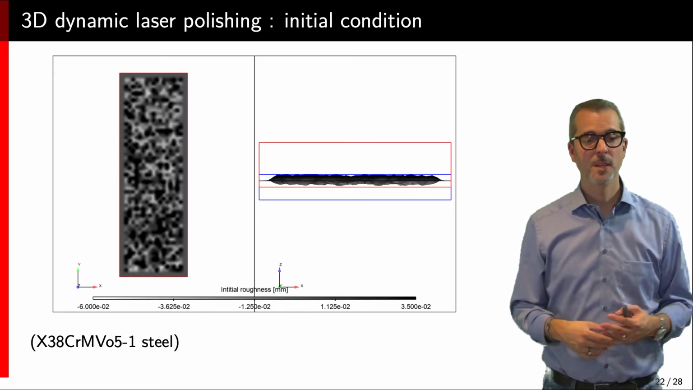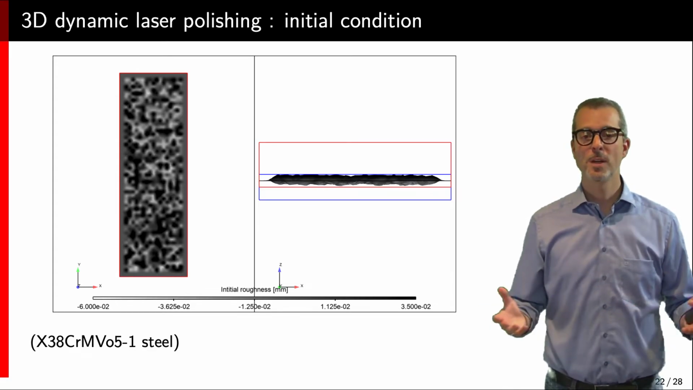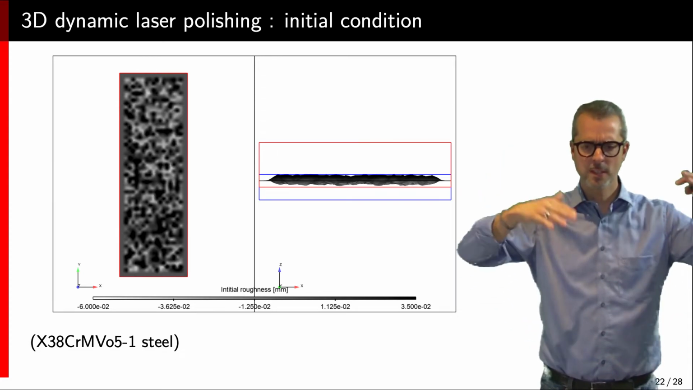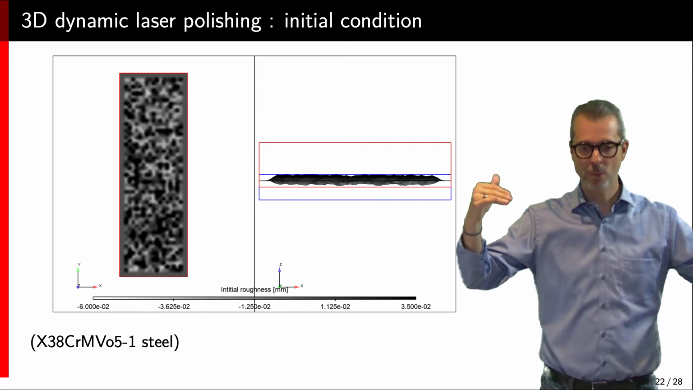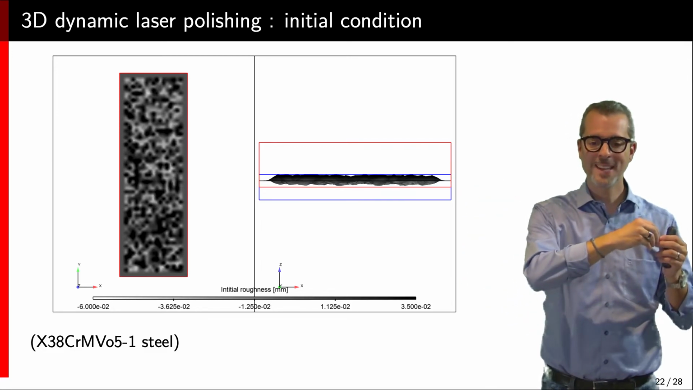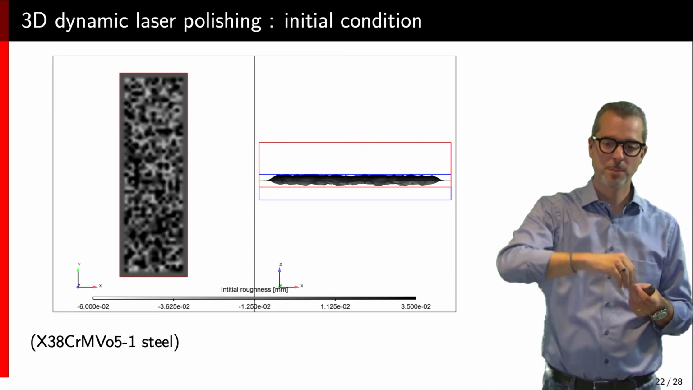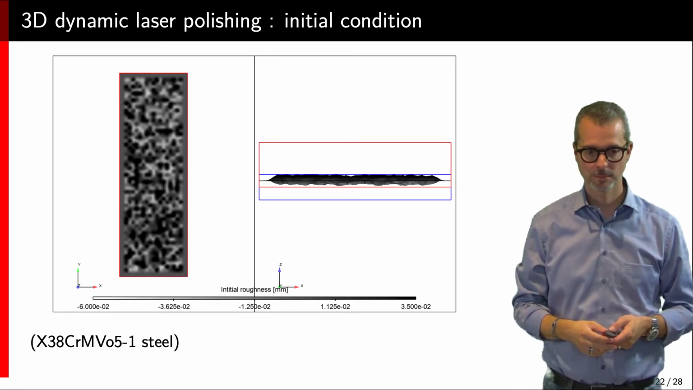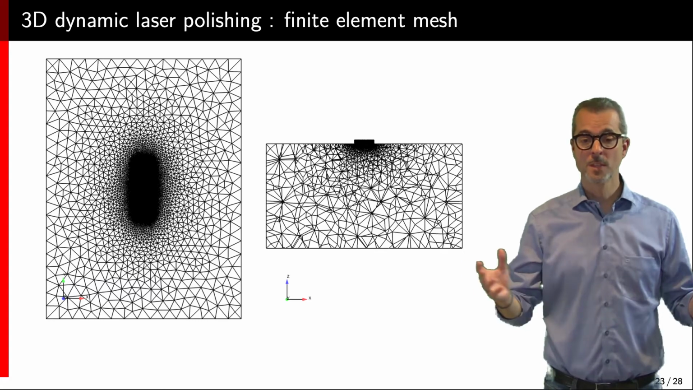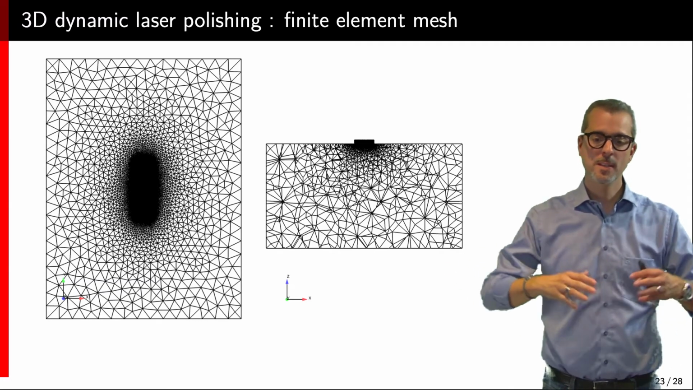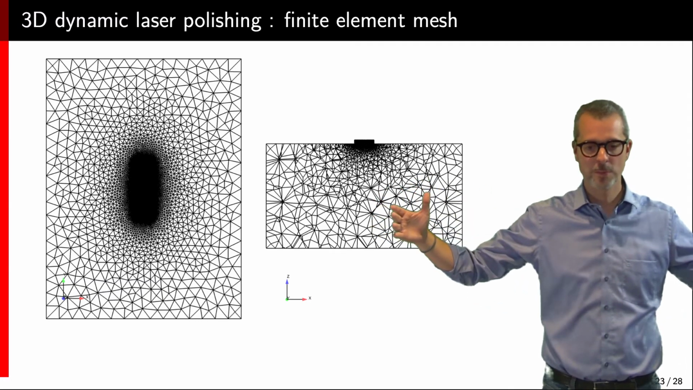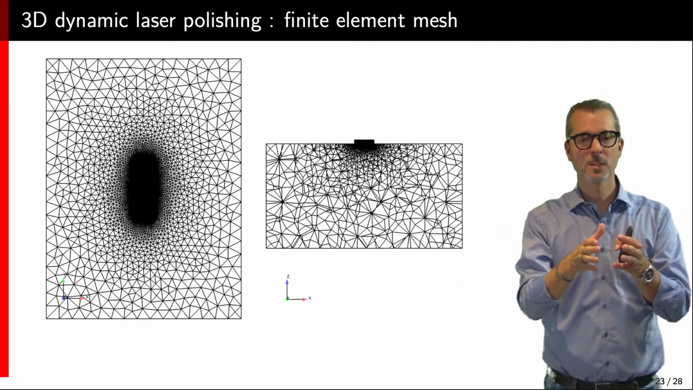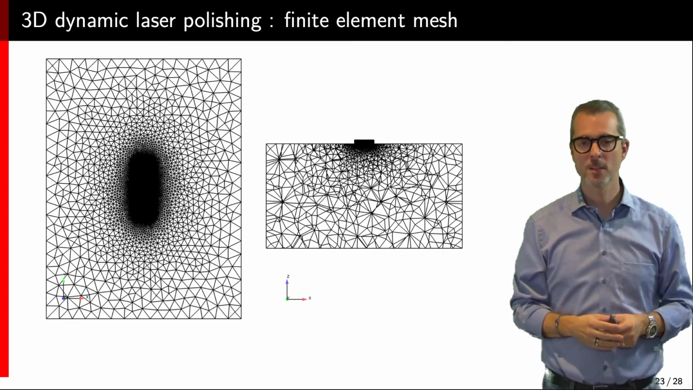So that leads me to laser polishing. Here what we do, we took a larger piece that is initially very rough, randomly rough, and we are going to make one laser pass from bottom to top to try to polish this steel. So this is the mesh. As you can see, it can be quite coarse away from the laser, where we solve only the heat equation, but it has to be much, much, much more fine next to the laser beam.